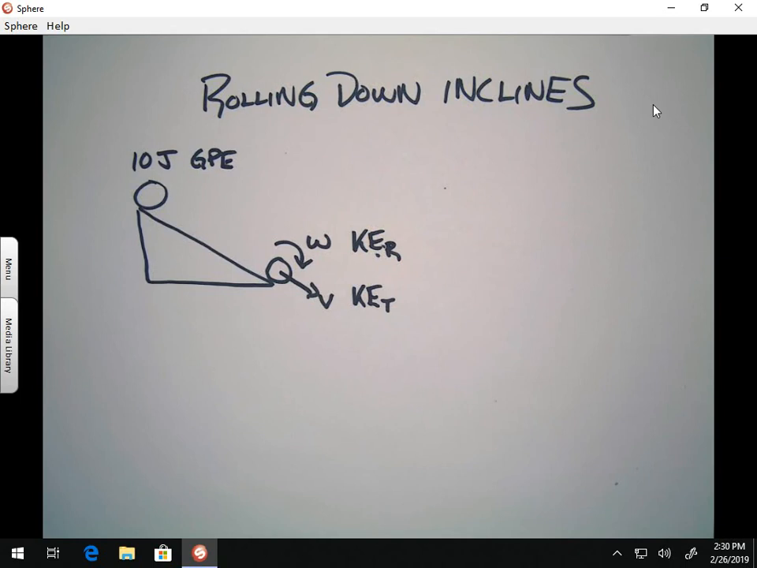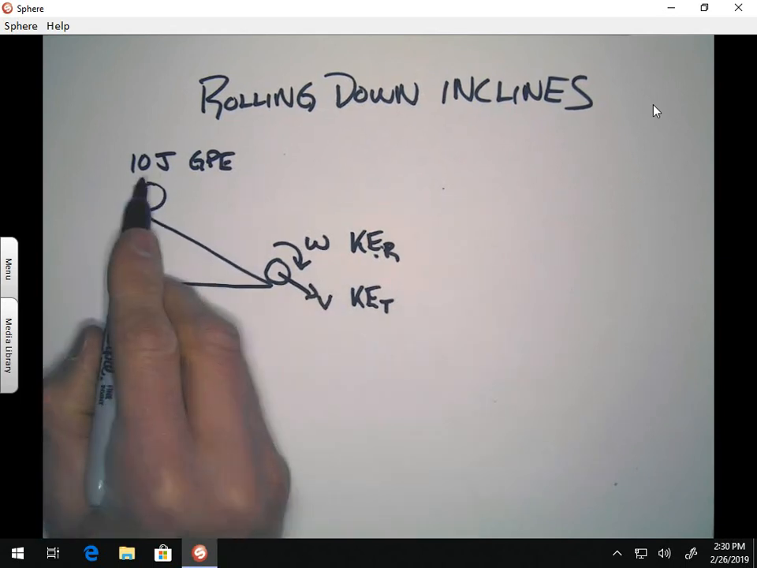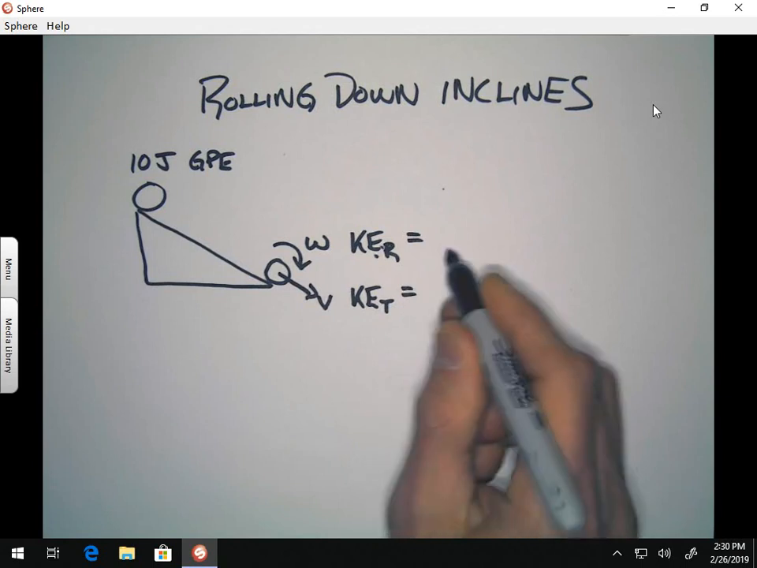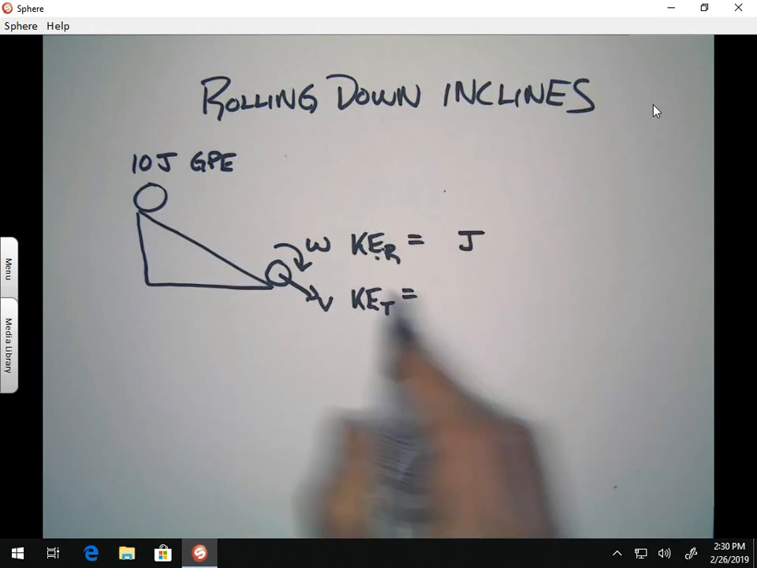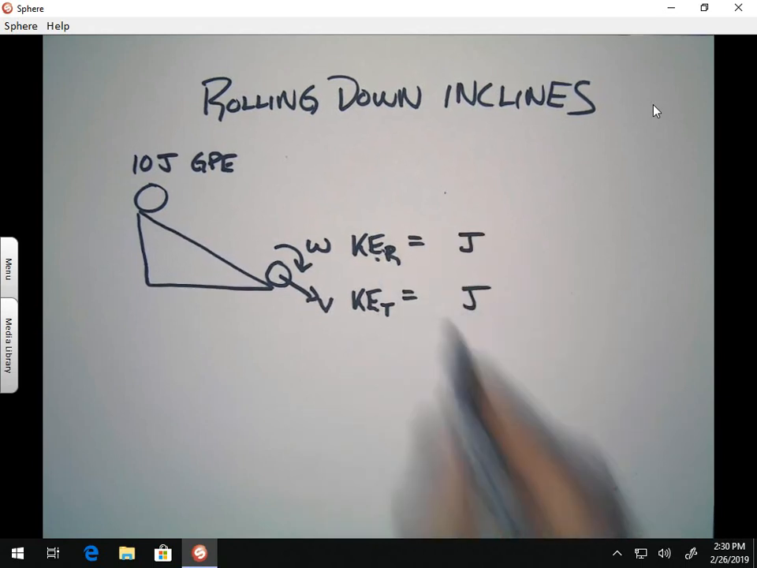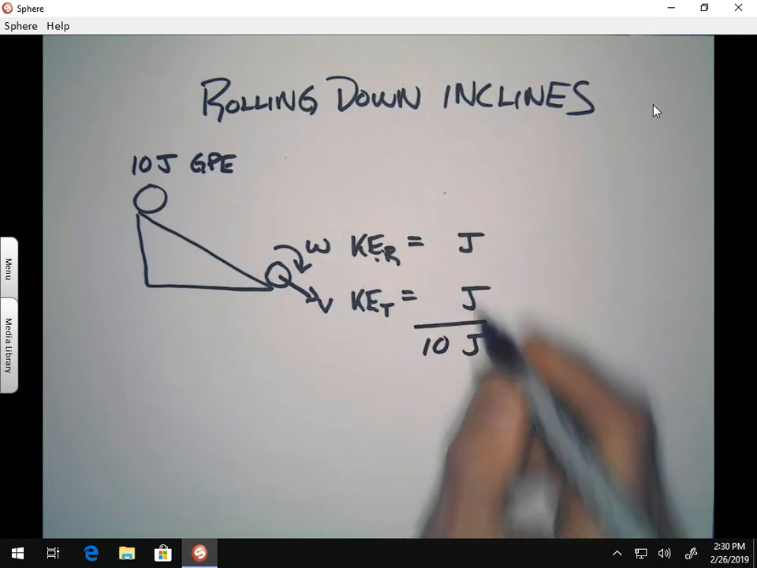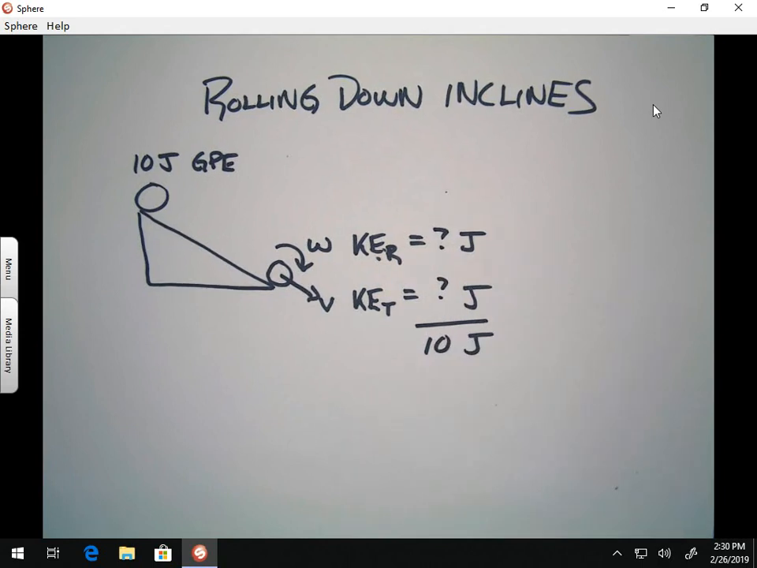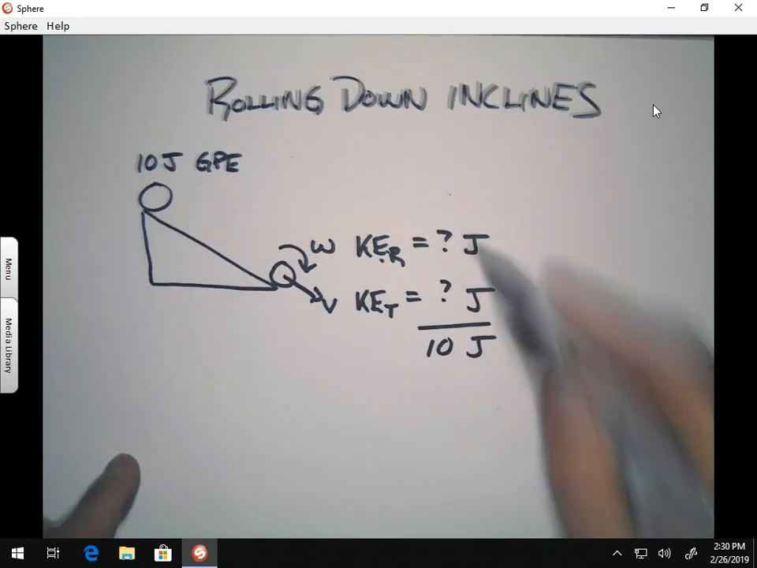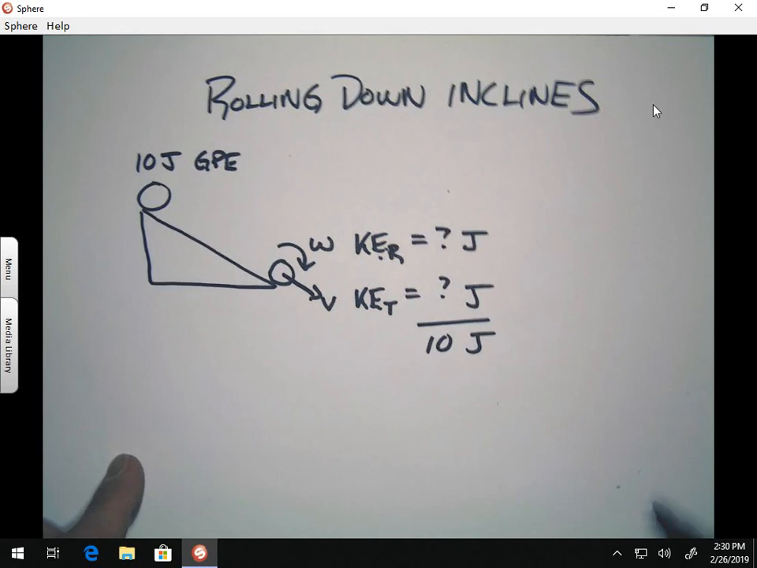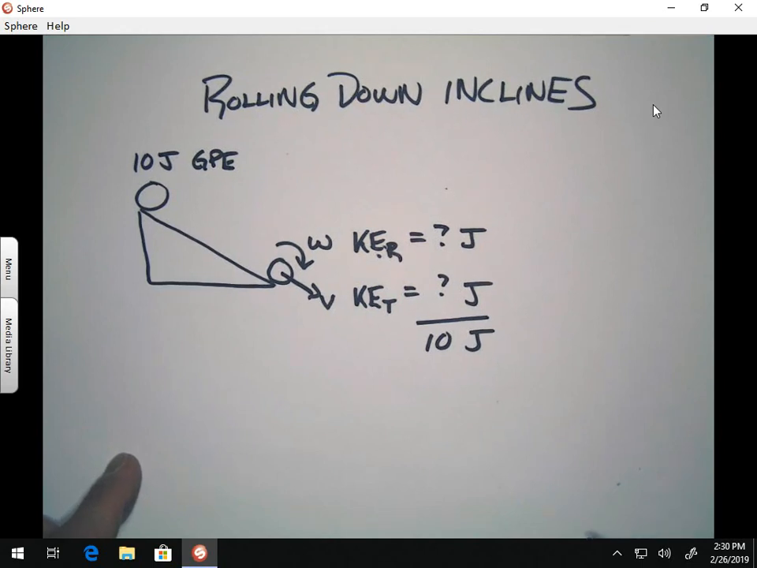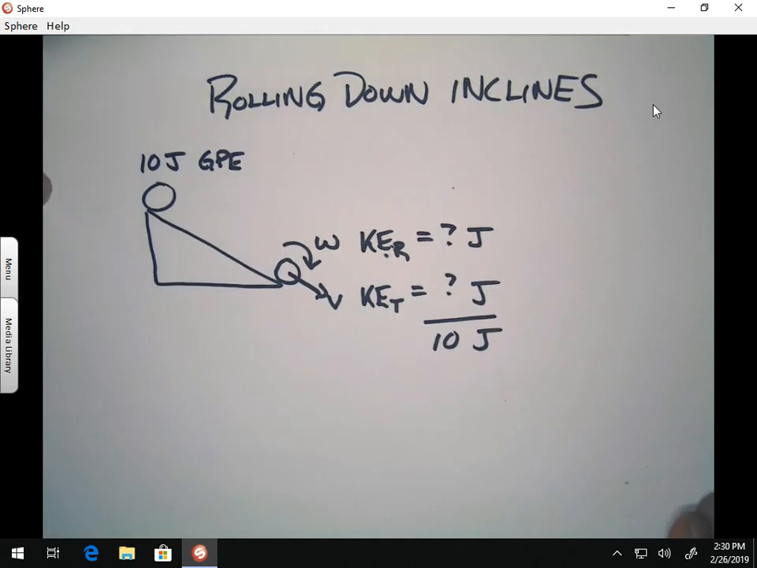So the question would be, of these 10 joules that we start with, how many of them go into rotation, and how many of them go into translation? We know that they've got to add up to 10, but what we want to know is, how do they split up? How does that 10 joules split up? That's what the goal is, okay? So let's see if we can work out the physics of this.